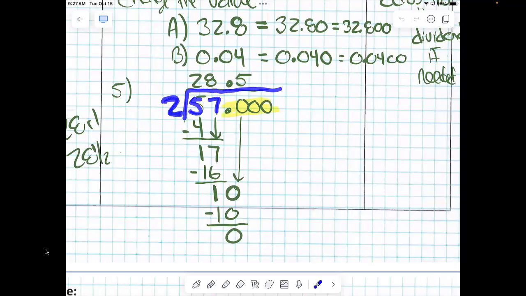Does 2 go into 5? 2 times? What's 2 times 2? Come on, keep up with me. What's 5 minus 4? 1. Bring down the 7. Does 2 go into 17? Yes. How many times? 8. So I put the 8 up here. What's 8 times 2? 16. What's left over? 1.